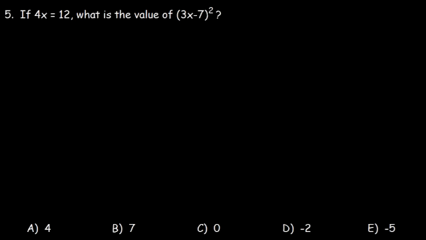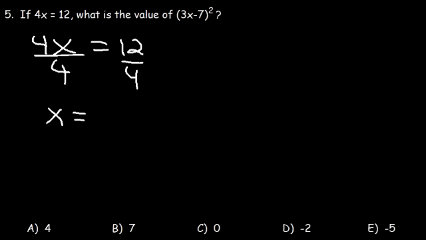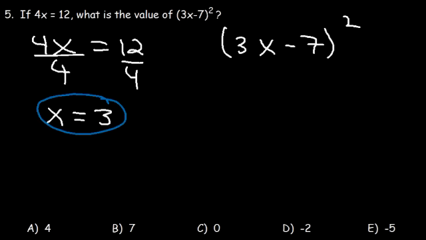Number 5. If 4x is equal to 12, what is the value of 3x minus 7 squared? So let's solve for x. If 4x is equal to 12, we could find the value of x by dividing both sides by 4. So therefore, x is equal to 3. So now, in order to find the value of 3x minus 7 squared, we need to take the value of x and insert it into this expression.